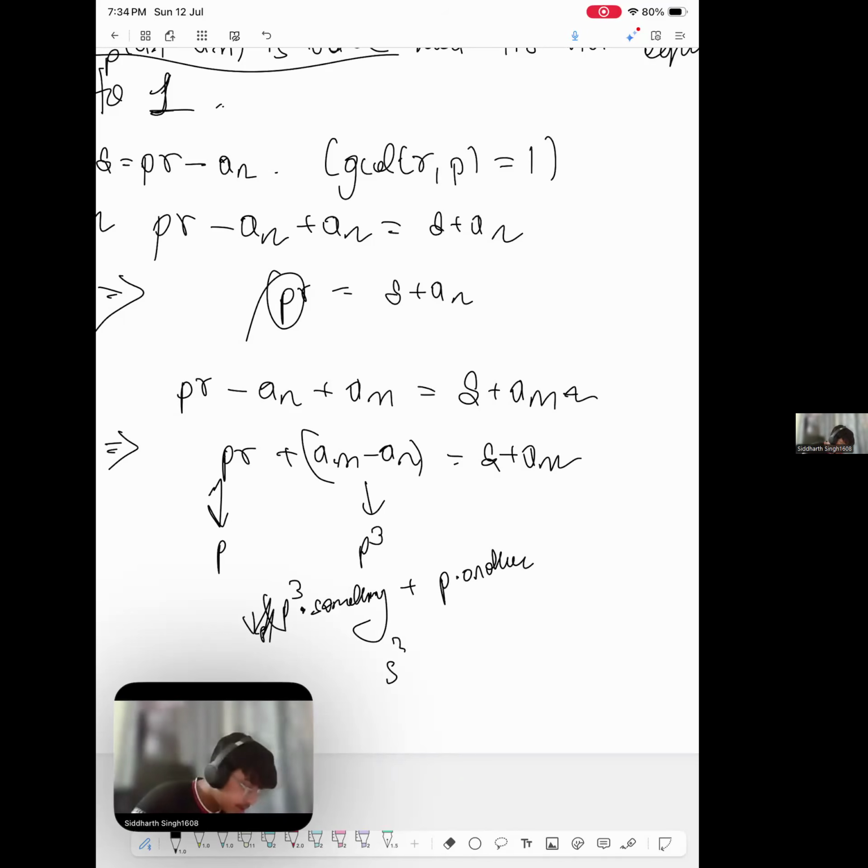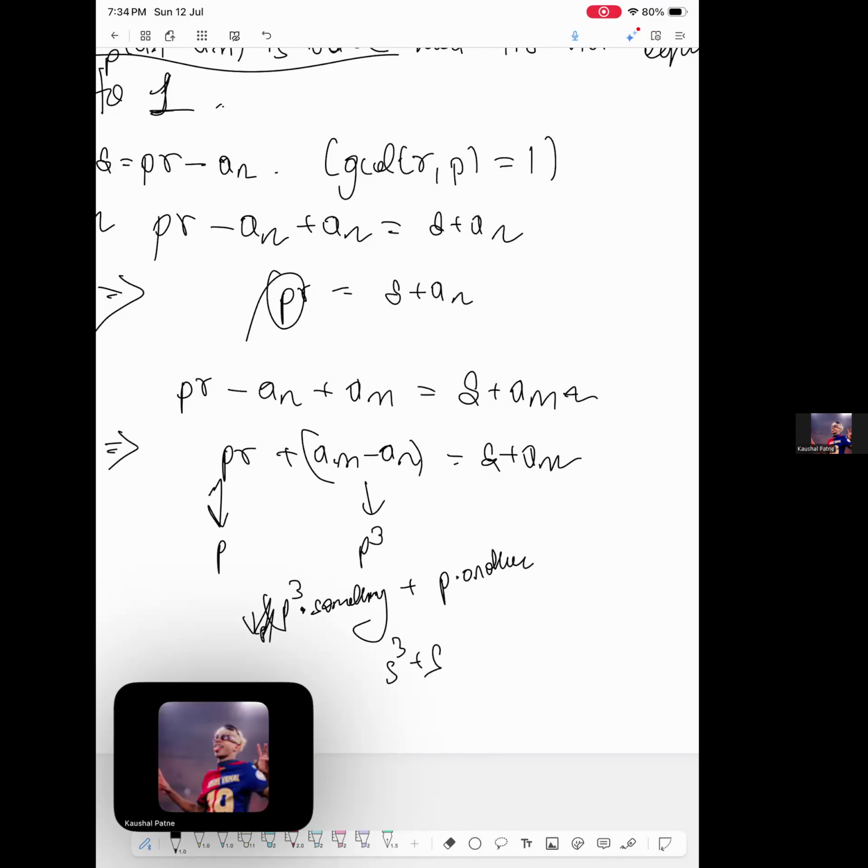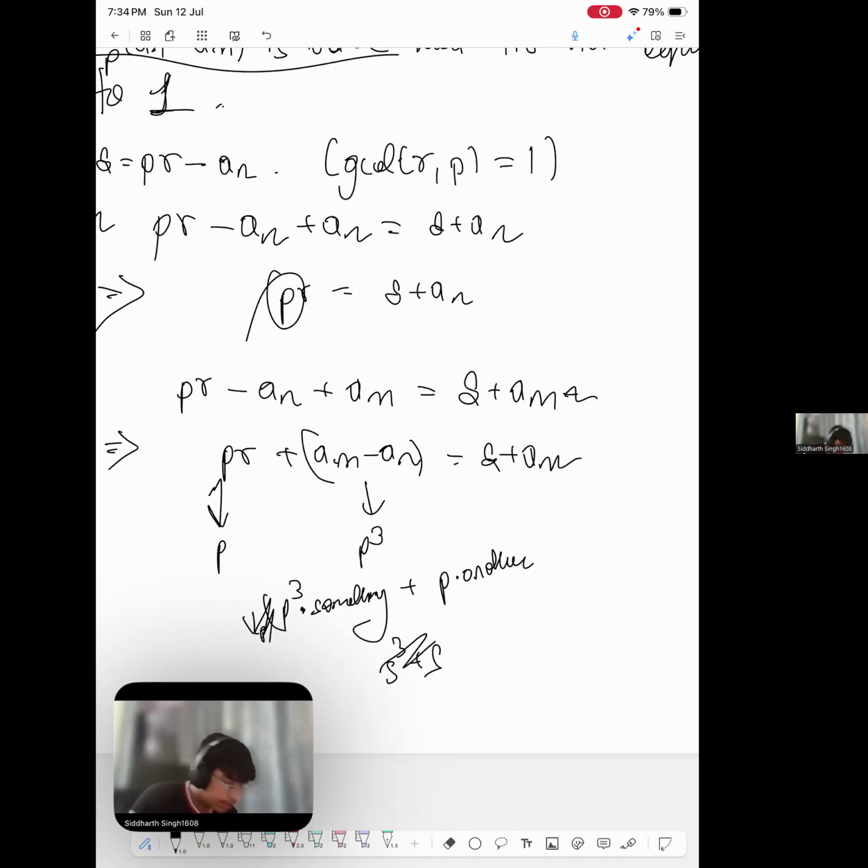Similarly, 5 cube plus 5. That'll just be one. This will be VP one, right? This thing is just one. Exactly.